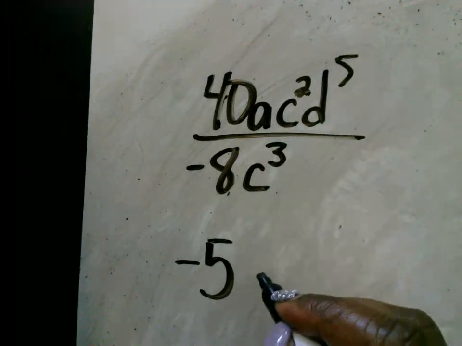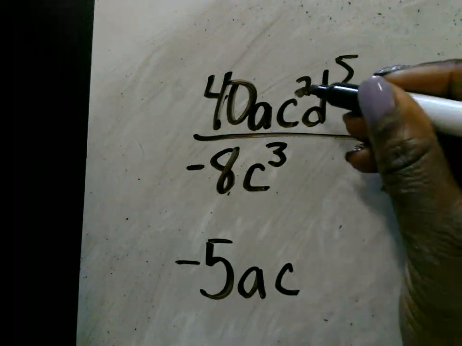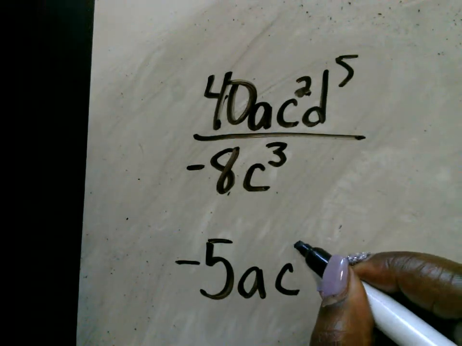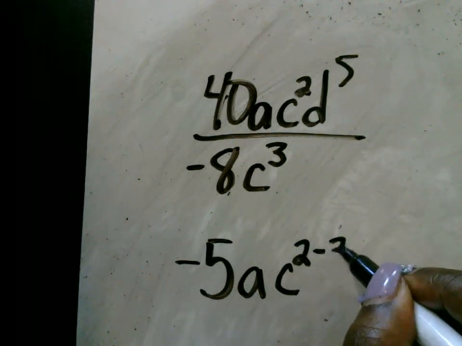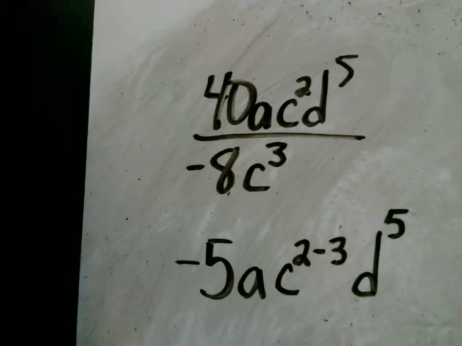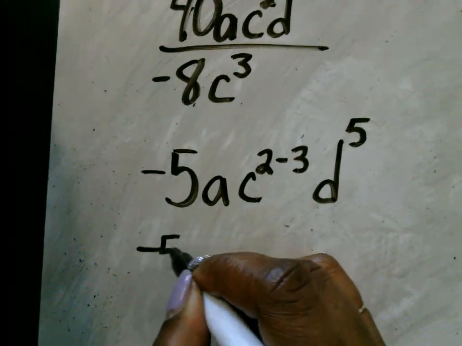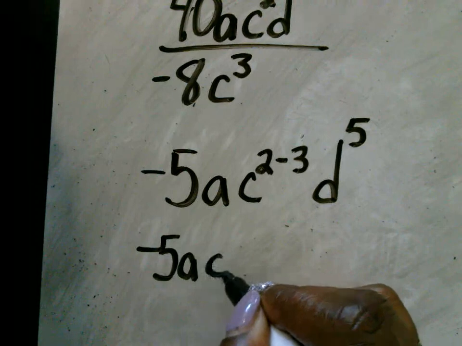Now we got A. We only have A. We don't have A on the bottom, so that's fine. Now we have C, top exponent minus bottom exponent. So that's 2 minus the 3. Then we have D, and we don't have a D on the bottom. Okay? So let's simplify. This gives me a -5, A, C to what power?